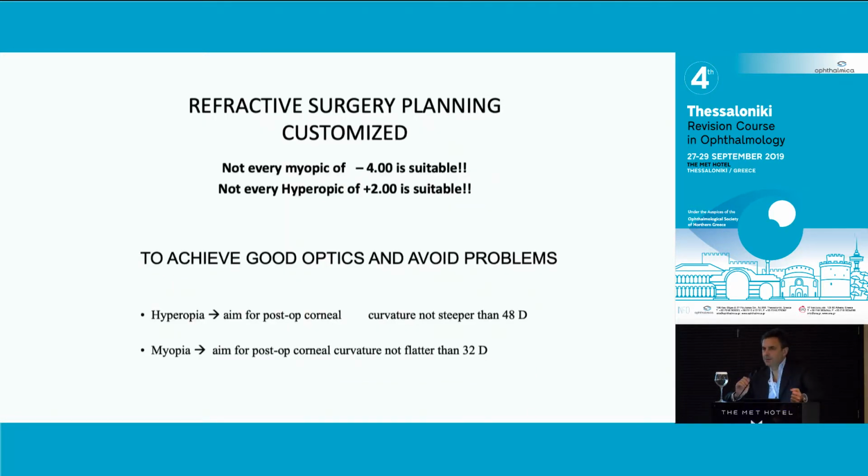Customized planning is not as simple as saying, oh, you're -4, you can have the surgery, you're +2, it's easy. No, it is not, because you need to look at the eye as a whole and take into account especially the curvature. With myopia, we flatten the cornea. With hyperopia, we steepen the cornea.